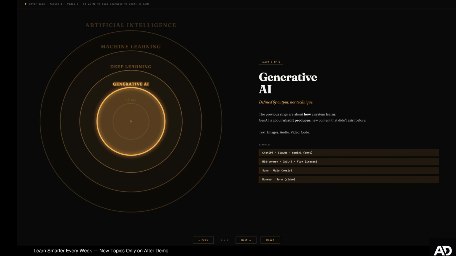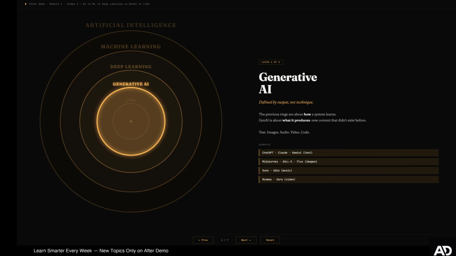ChatGPT writing a cover letter, generative AI. Midjourney producing a product photo, generative AI. Suno composing a song from a text prompt, generative AI. Claude writing and debugging code, generative AI. All of this uses deep learning underneath. But the defining characteristic is that they generate.